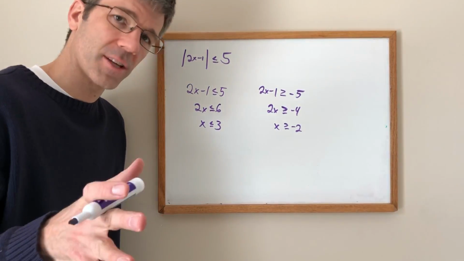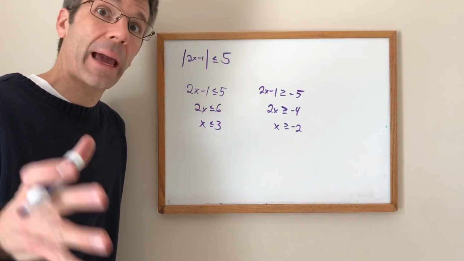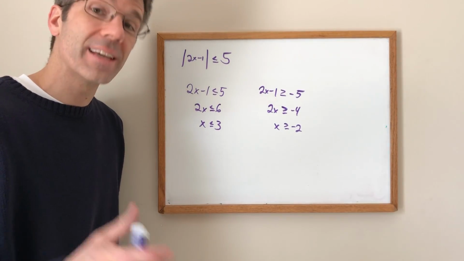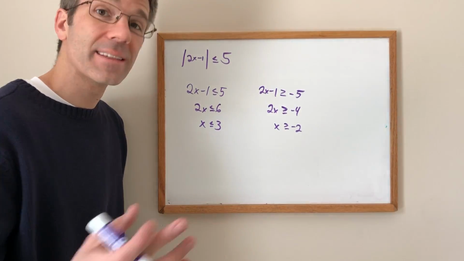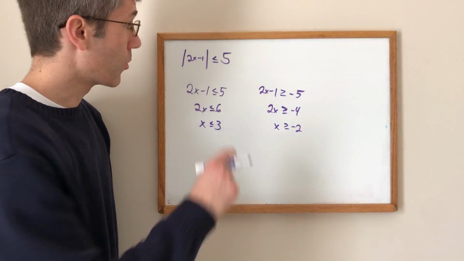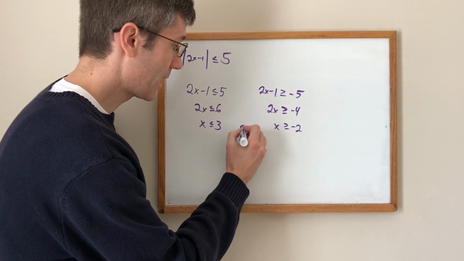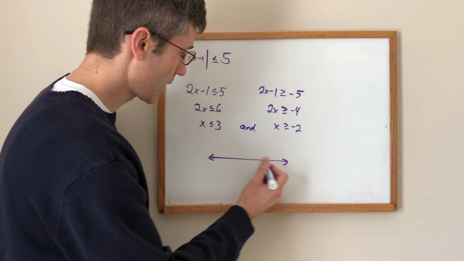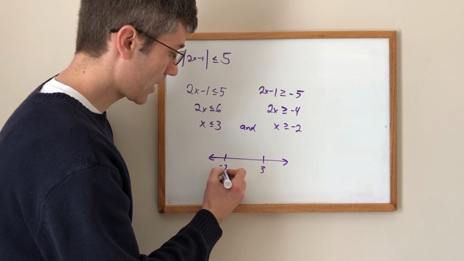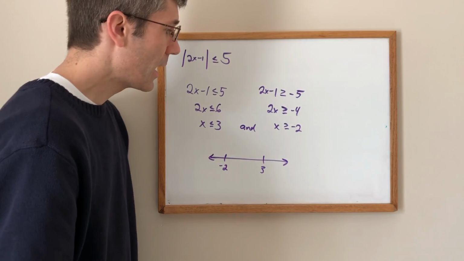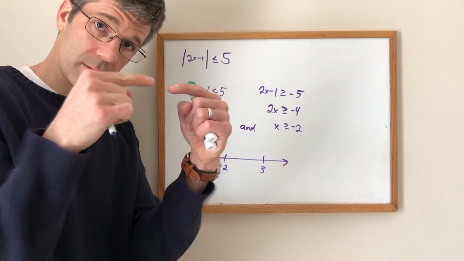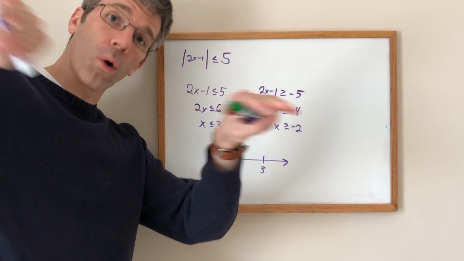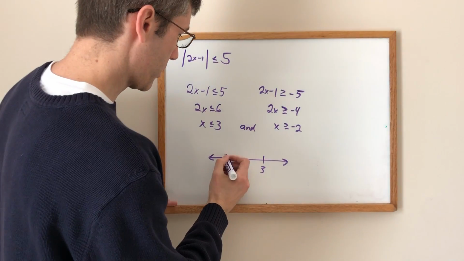Less than is and. Greater is or. Okay, so then when I draw this on a number line, I'm going to have a 3 here, a -2 here. You don't have to put all the numbers in the middle. And less than is inside. Greater is out. So here goes.